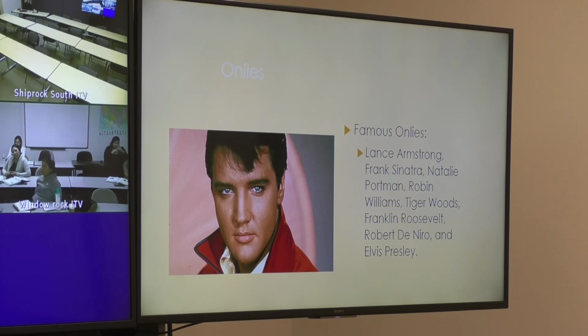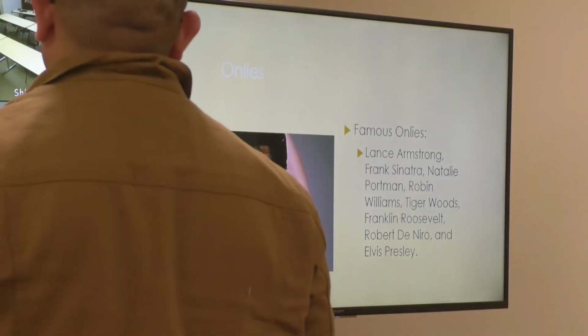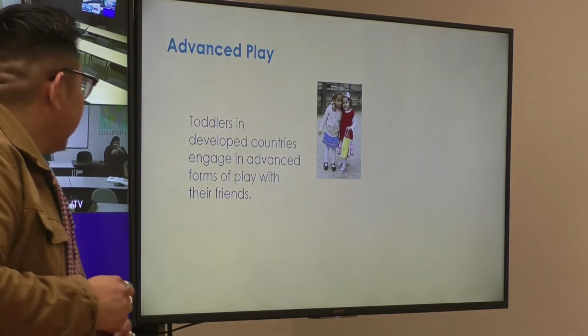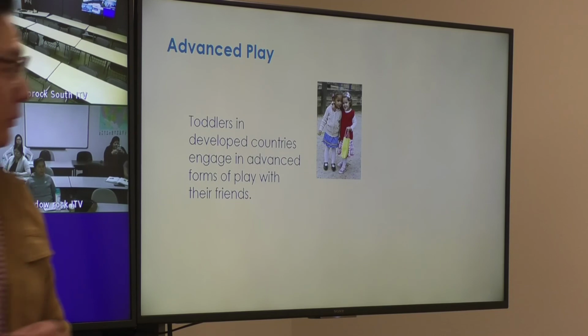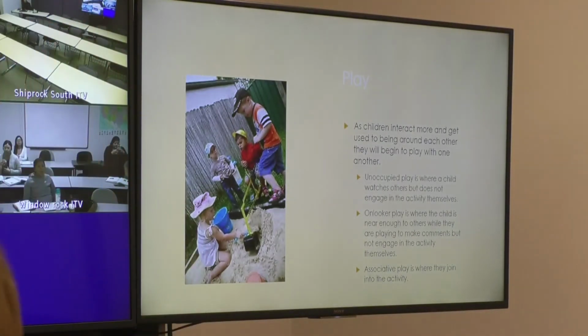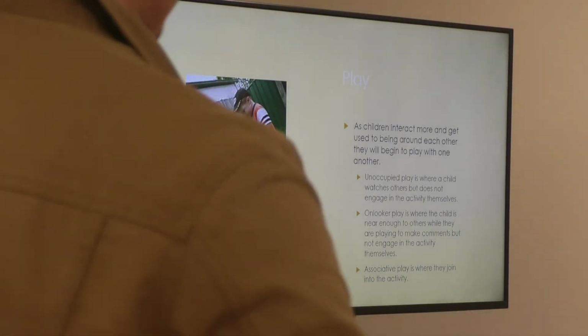Famous only children: Lance Armstrong, Frank Sinatra, Natalie Portman, Robin Williams, Tiger Woods, Franklin Roosevelt, Robert De Niro, and the King. So now, toddlers in developed countries engage in advanced forms of play. So now you have play. Again, a lot of this is based upon the outlook of what is considered appropriate within the culture.